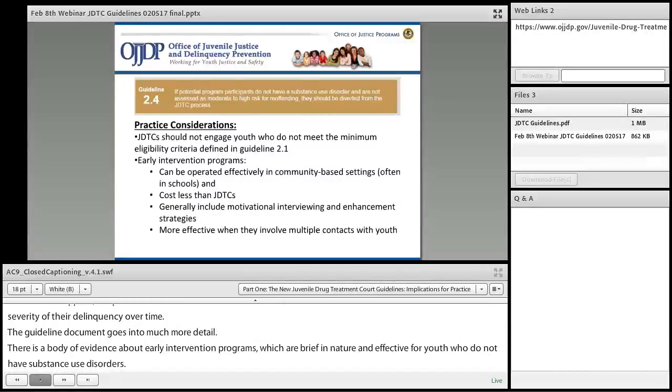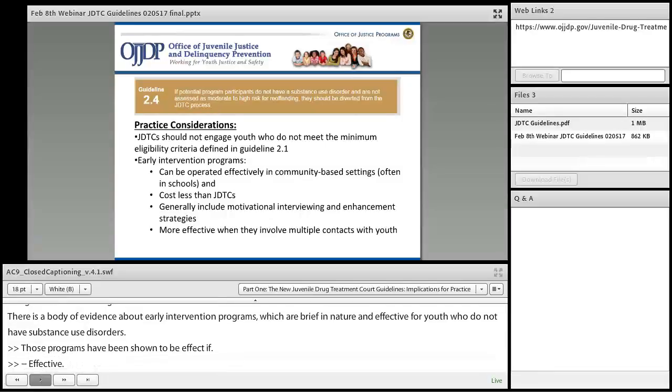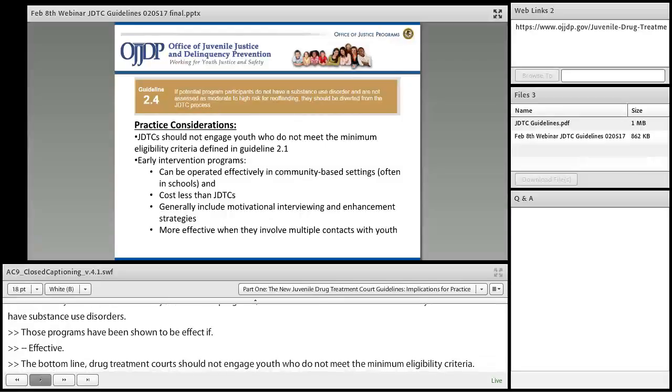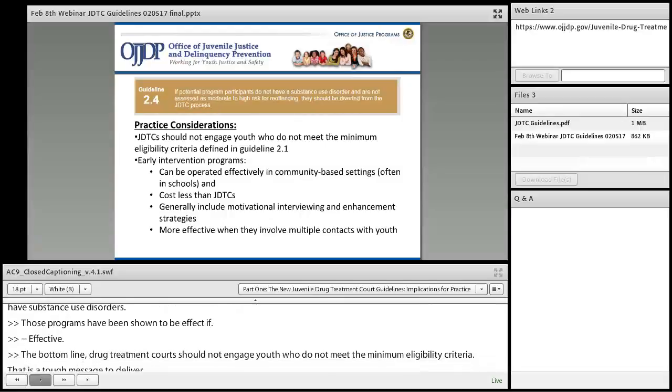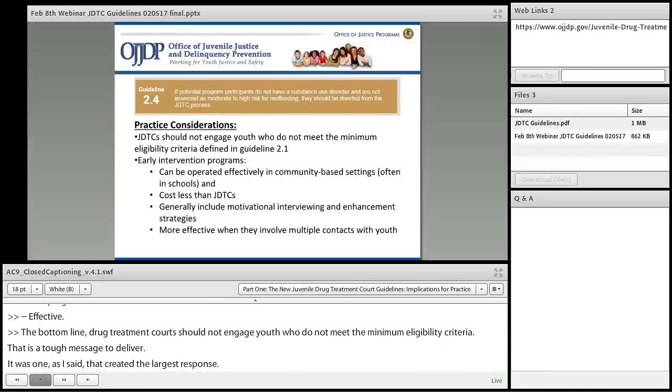So the bottom line is that juvenile drug treatment courts should not be engaging youth who don't meet the minimum eligibility criteria. That was a very tough message to deliver, and it was one, as I said, that created the largest response. In terms of the early intervention programs, obviously they can be operated effectively in community-based settings. They cost less than the treatment court.